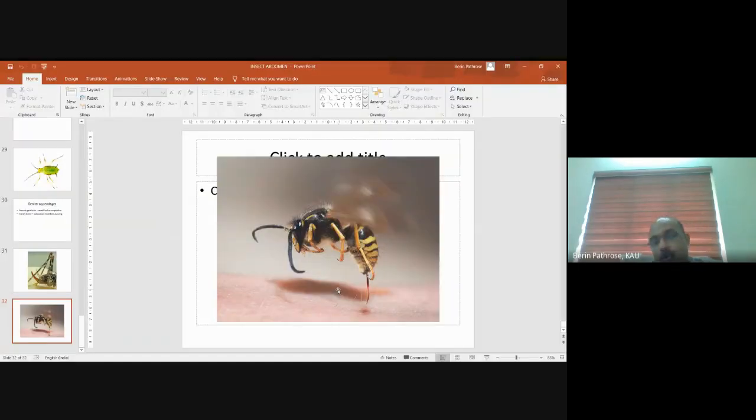So I am finishing the morphology part. Only one part is remaining, that is post embryonic development and the metamorphosis. A single class will be sufficient for that. We will deal with that after the completion of the physiology portions. Okay, if you have any doubt, you can ask.